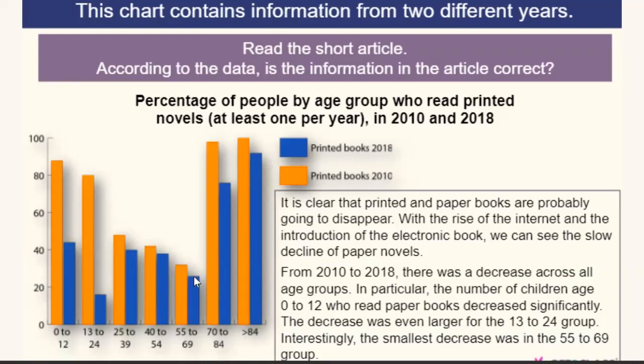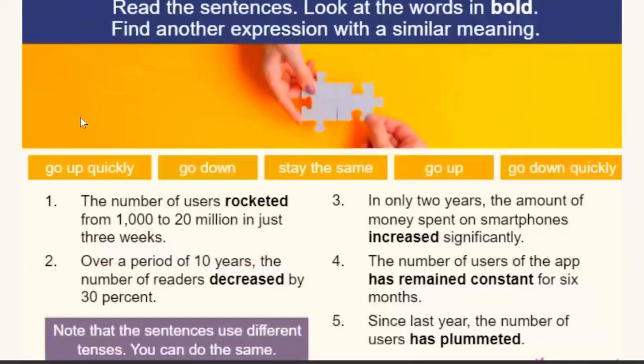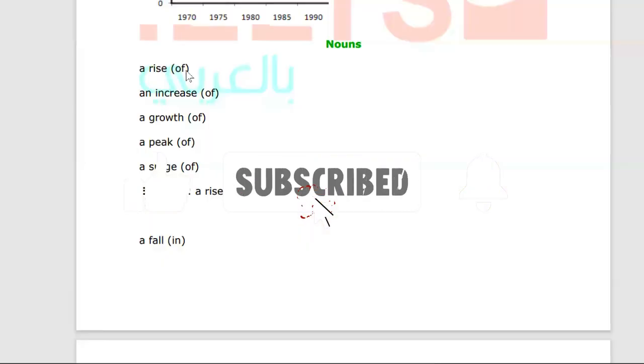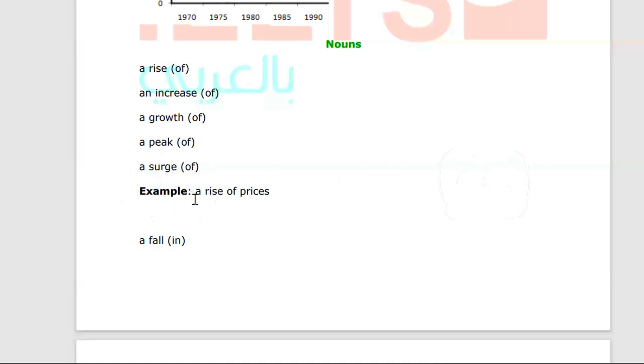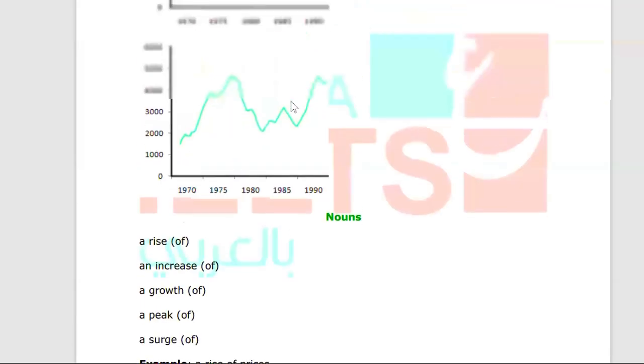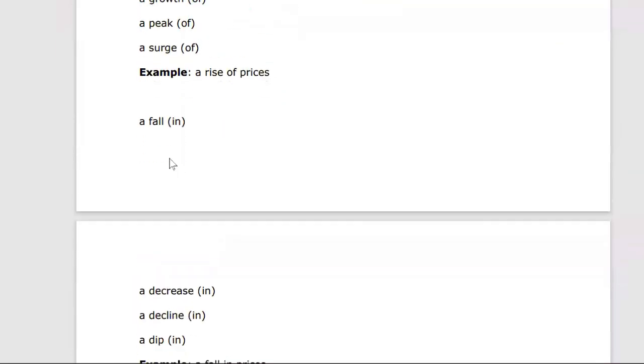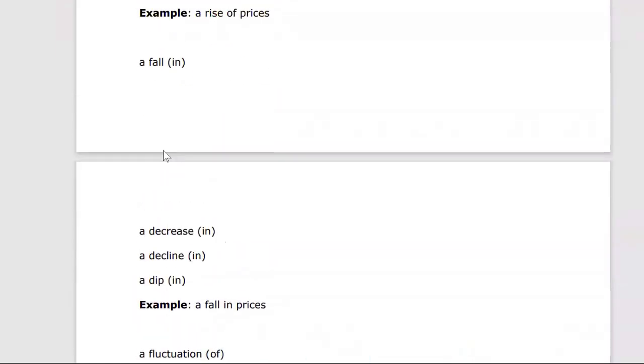So now let's compare some of the information that we can see here. A rise of price, a growth of whatever the case of sales, and so on. And then you can say a fall in, a decrease in, a decline in, a dip in.